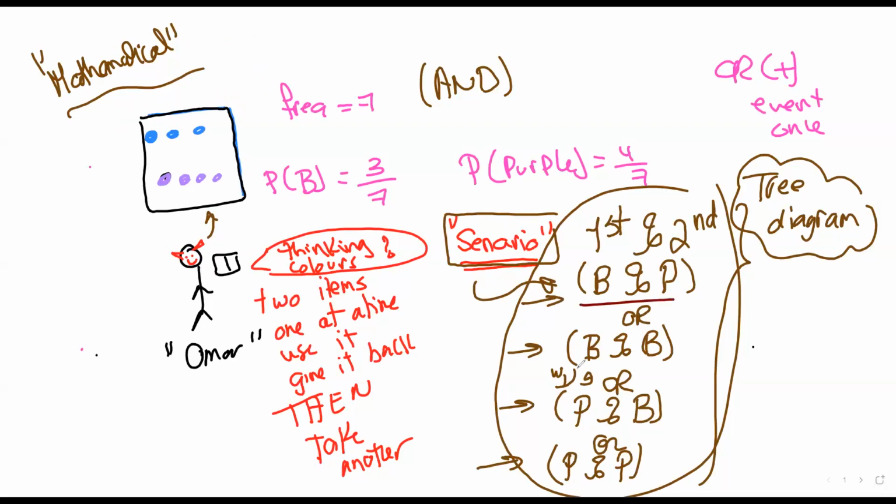Okay, over here. So we have Omar, and Omar has a box, and as we said, this box has 3 black and 4 purple. 1, 2, 3, 4. And we know the options of Omar: blue and blue, purple and blue, purple and purple. Now, as we said, how do I represent this mathematically in what we call a tree diagram? Of course we all know what a tree is. A tree, a beautiful tree.